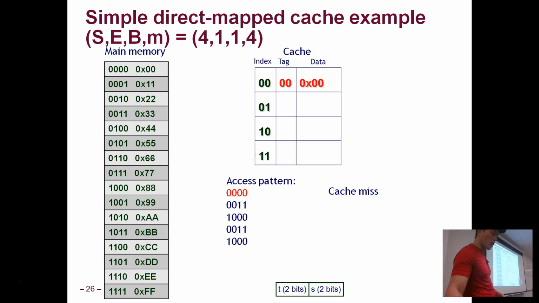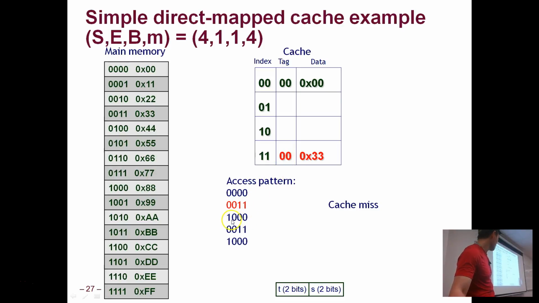For 0, 0, 1, 1, your set number is 1, 1, and this is going to miss. It's going to bring in hex 33, and the tag is going to be 0, 0 to uniquely identify that block or that byte.